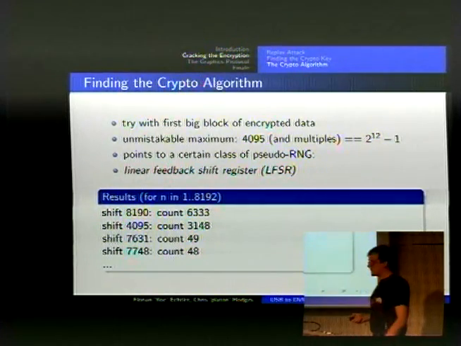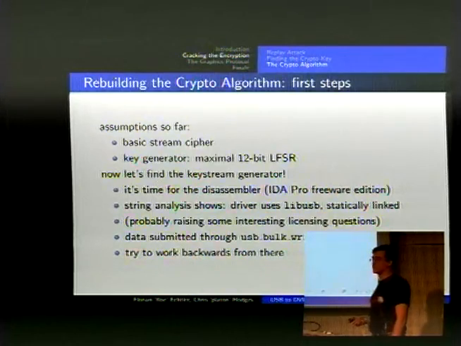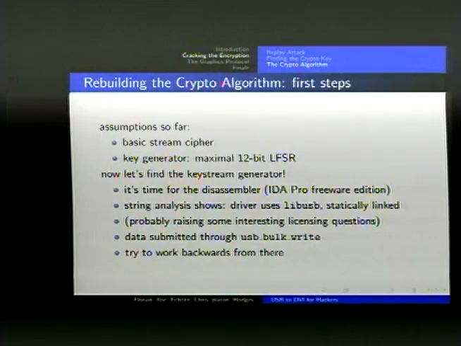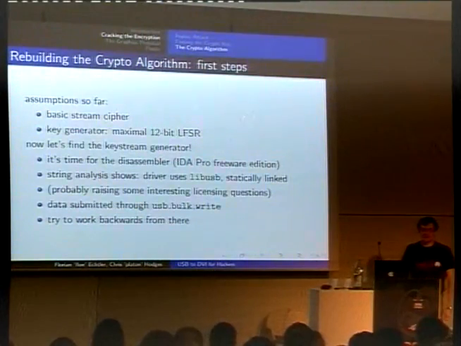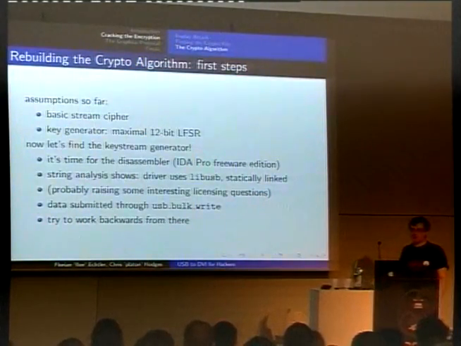Of course, this doesn't help too much if you only know the key length. Now, what you need in the end is the key stream generator. So our two assumptions were that we have a stream cipher, and we have an LFSR random number generator, a maximal LFSR, which means that it actually uses the maximum possible period, which is 4095 bytes.